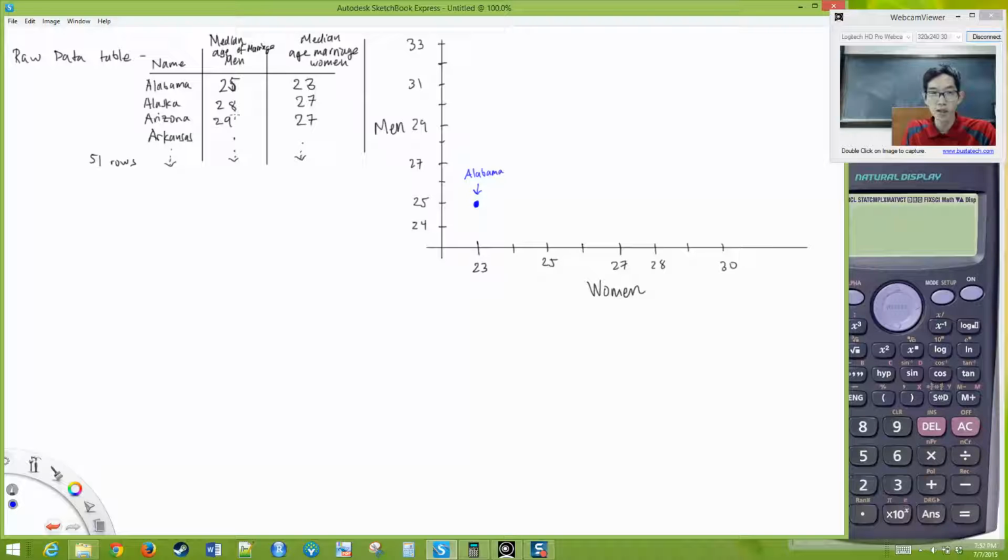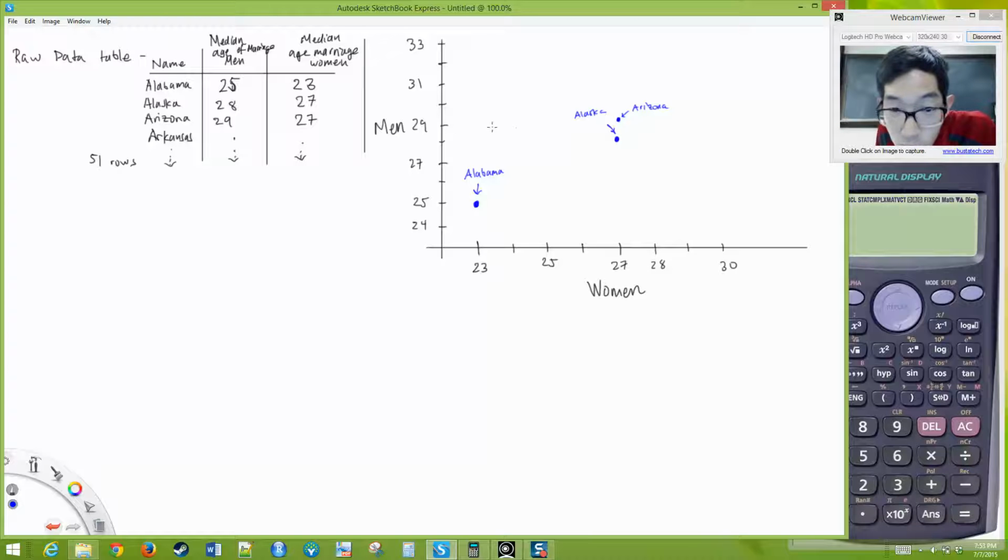And then Alaska was 27 for the women and 28 for the men. So this dot here is Alaska. And Arizona, 27 for the women and 29 for the men. So this dot over here is Arizona. Okay. So far so good?